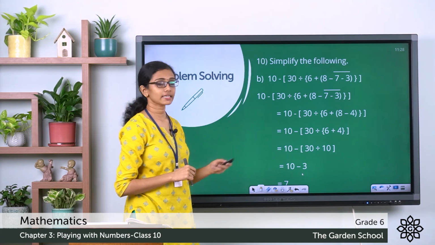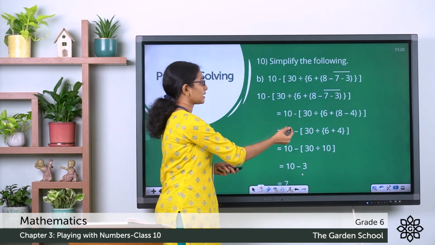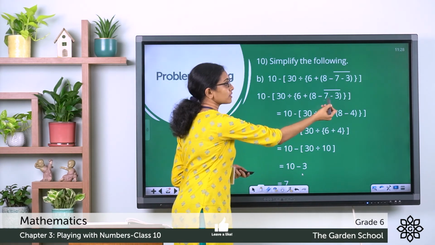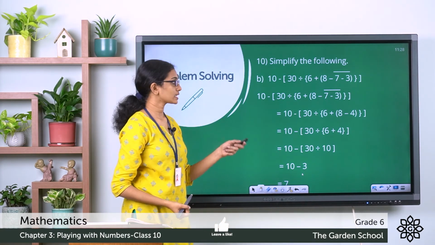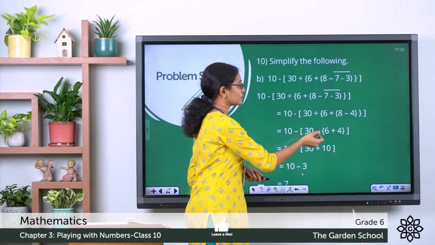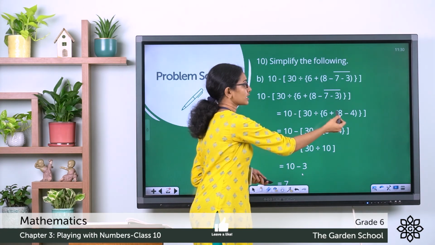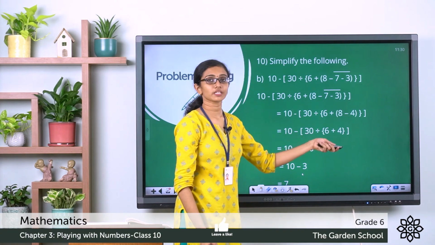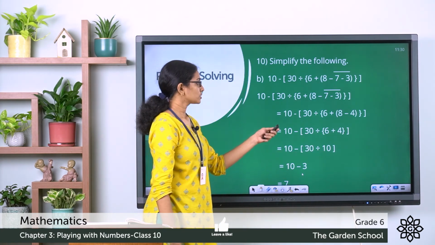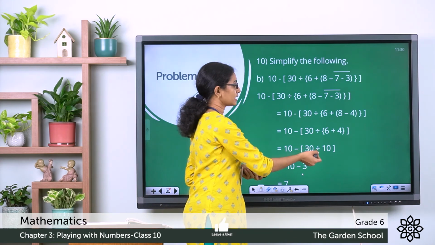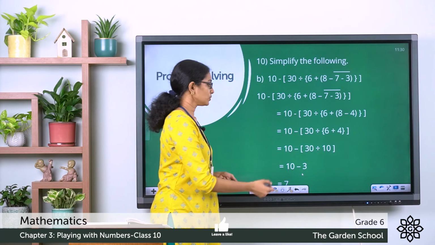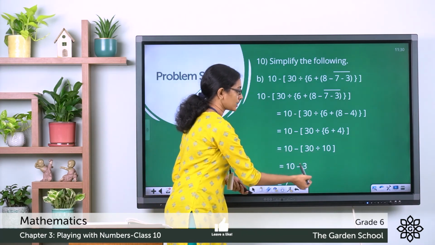So we can write the given statement as 10 minus 30 divided by 6 plus 8 minus, we have to do 7 minus 3 first. What is it? It is equal to 4. Now that becomes equal to 10 minus 30 divided by 6 plus 4. Here we have within the simple brackets 8 minus 4. So that is equal to 4, we have written here. Now this becomes equal to 10 minus 30 divided by 6 plus 4 equal to 10. Now that becomes equal to 10 minus 30 divided by 10 equals 3.